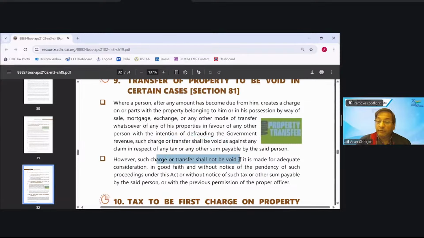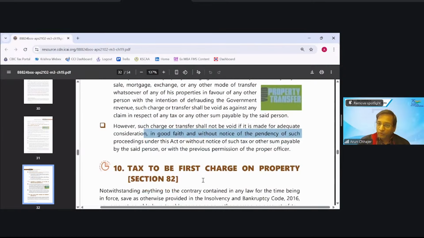However, such charge shall not be void if it is made for adequate consideration, in good faith and without notice of the pendency of such proceeding under this Act. तो अगर ये proper और good faith में है तो bonafide transaction है, तो ये void नहीं होगा.